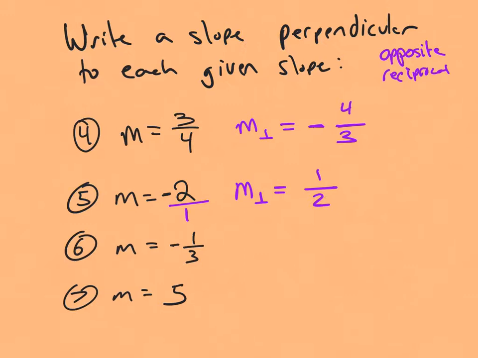Number 6, m perpendicular. This one's negative also, so my answer is going to be positive, and 1/3 becomes 3. So the opposite reciprocal of -1/3 is +3. And then finally, the opposite reciprocal of 5 is -1/5. So change the sign, flip it over. Change the sign, flip it over. That's how we get a perpendicular slope.